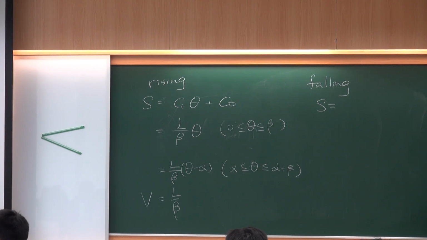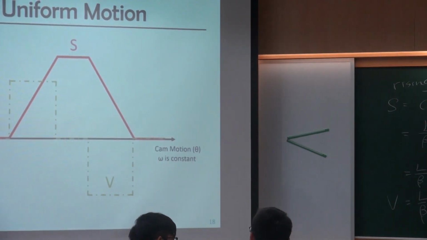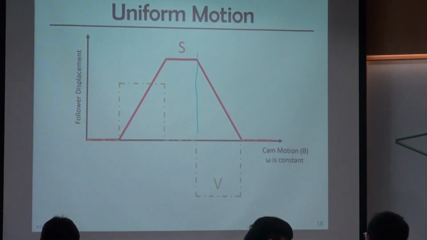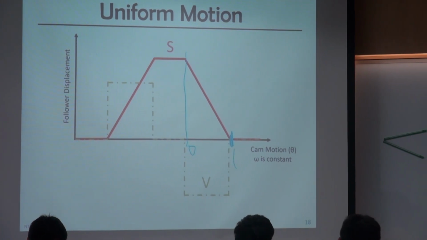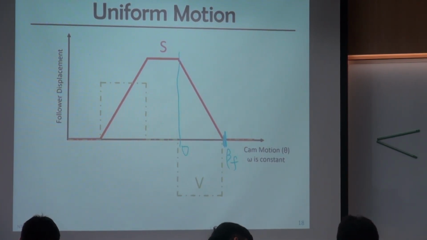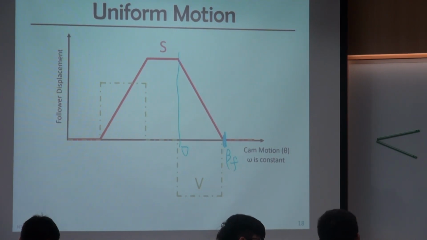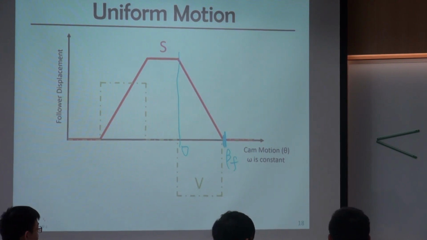So right now, let me change this one. If I set this point, I'll do it in the same way as the previous one. This time I call this beta f. So if my curve is like this, and right now, to make it easy, I set this point as 0, if theta equals 0. And how should I modify this equation?